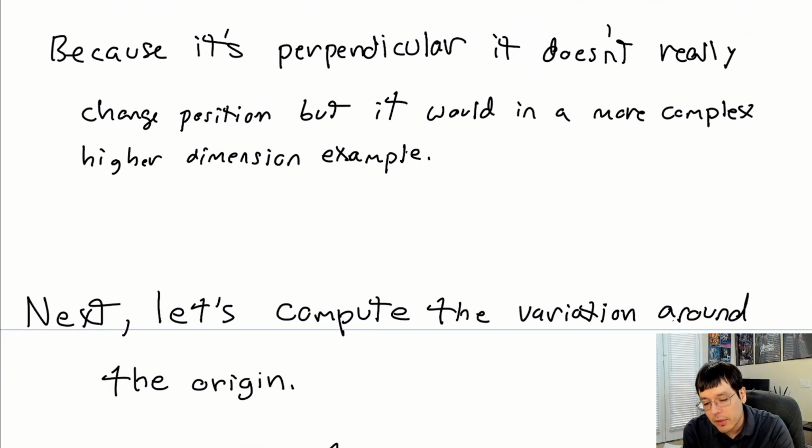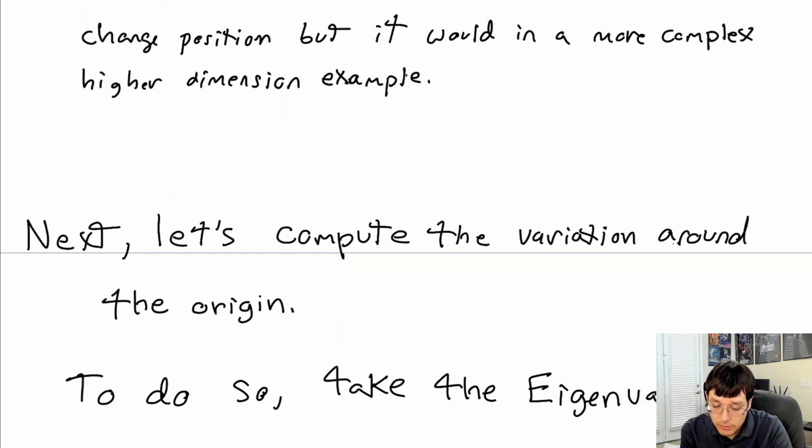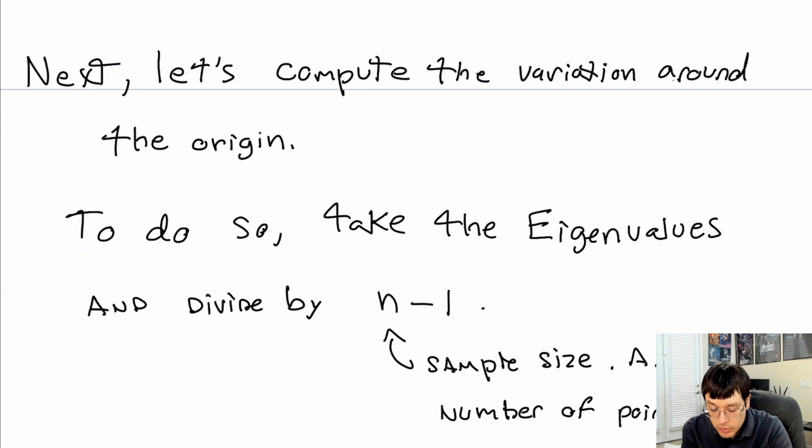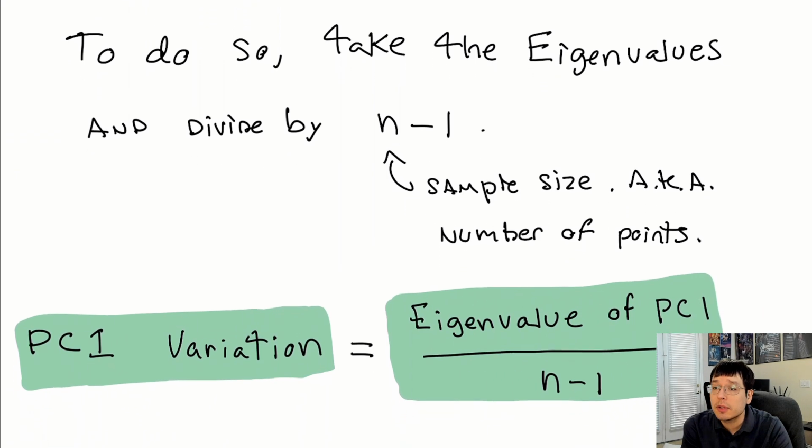So I wrote it here, because it's perpendicular, it doesn't really change the position, but it would in the more complex, higher dimensionality example. Okay? Next, let's talk about computing variation. Variation is what helps us to do some data analytics. To compute variation, we have to take the eigenvalues and divide them by the sample size minus 1.